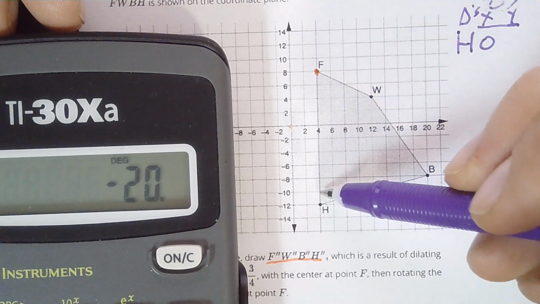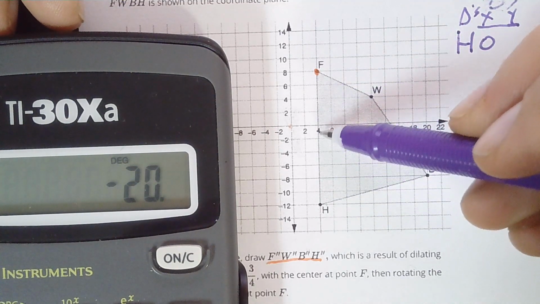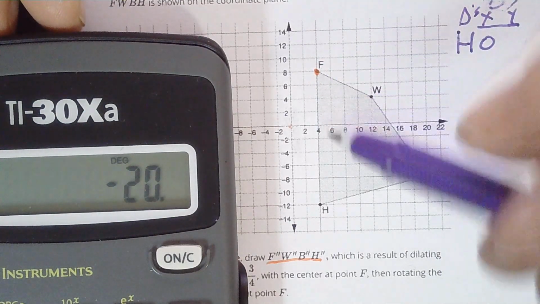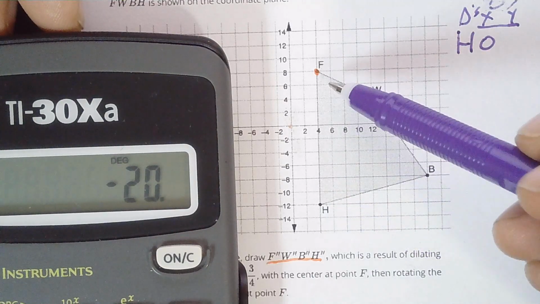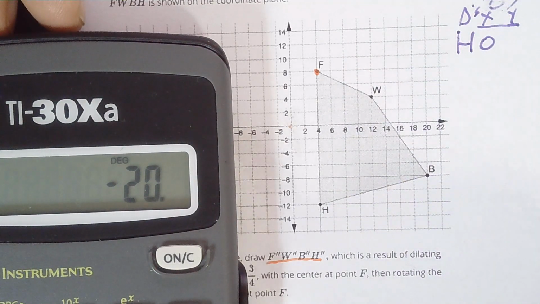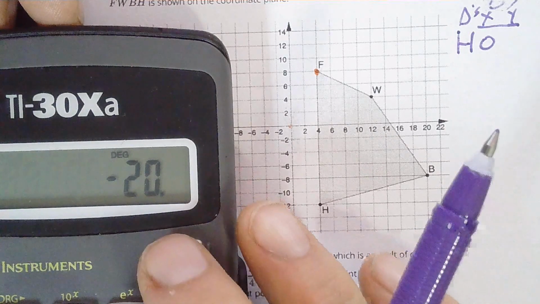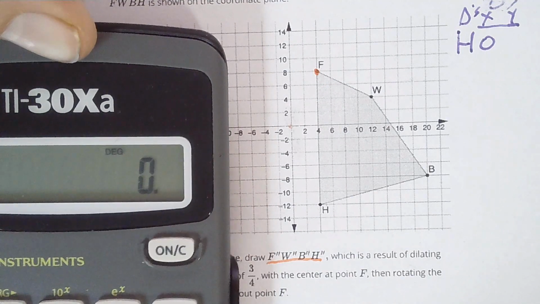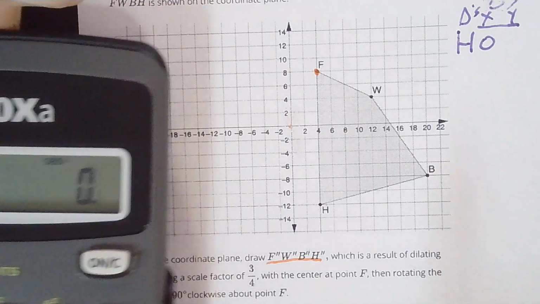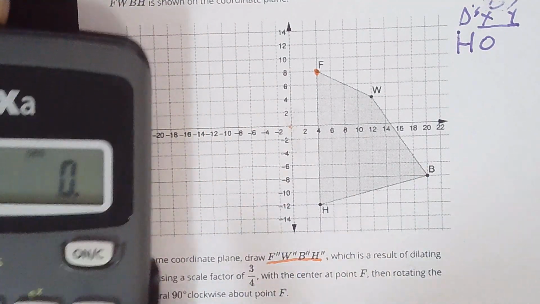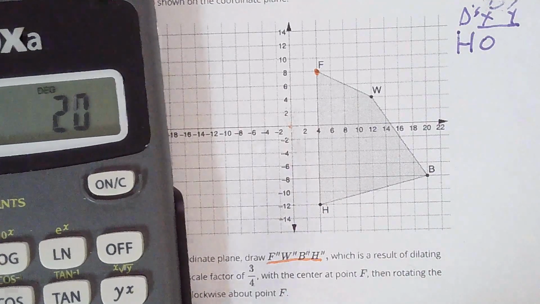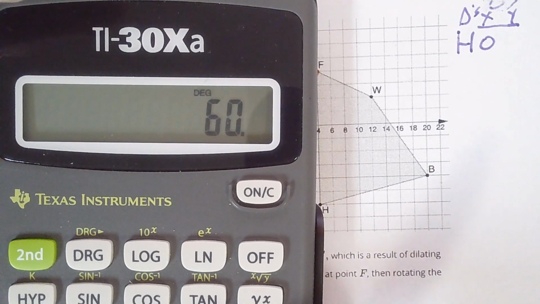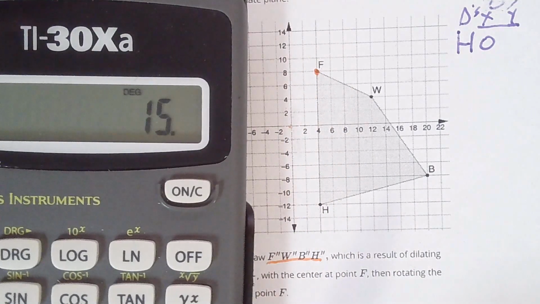I could count it by going 1, 2, 3, 4, 5, 6, 7, 8, 9, 10. And each one of these blocks is 2, so that's 20. Negative 12 minus positive 8 is 20, or you could do 8 minus negative 12 is 20. Either way, it's 20. So I'm dilating it by a factor of 3/4, which means I'm going to make it smaller. So I'm going to take 20, multiply it by 3, and then divide it by 4. That means it's going to be 15.